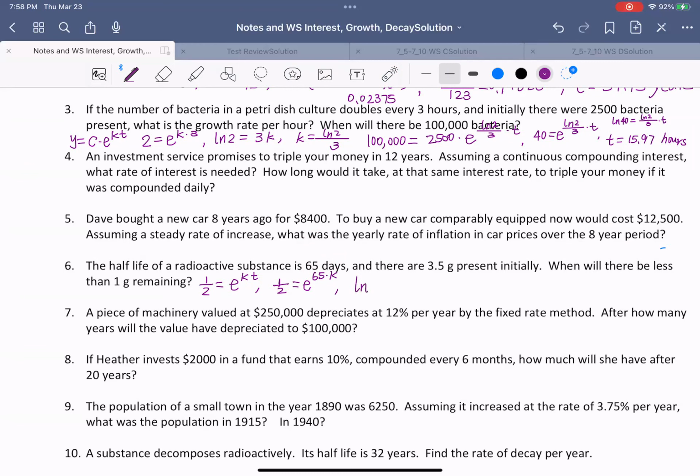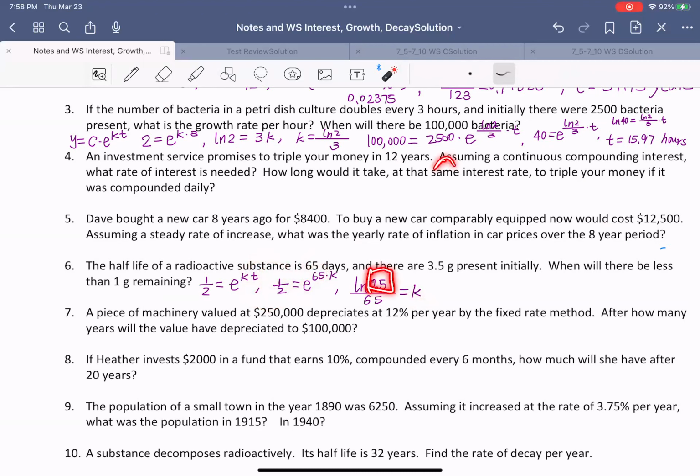Okay. So we will be able to solve k. We do ln 0.5 and then divide by 65. That is k, right? You take the ln and the e is gone. ln 0.5 divided by 65, that is k.